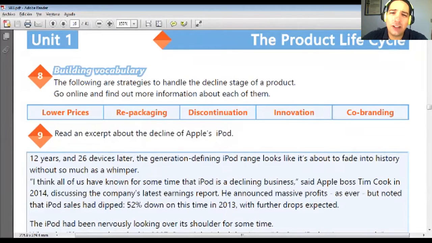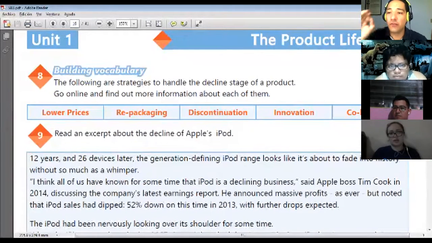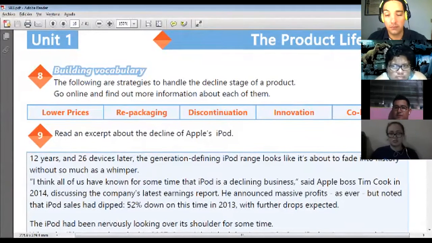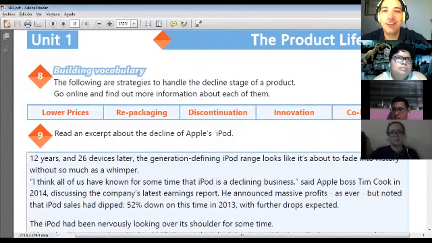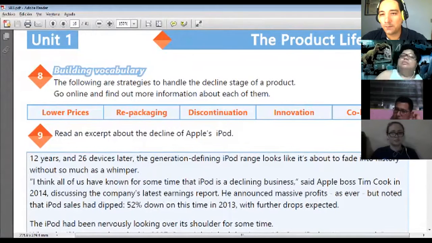Repackaging. What is repackaging? Someone else? When the products refresh the image. The presentation, yes. The image. Remember, because there is a vowel, the image. Okay, when products refresh the image. Okay.